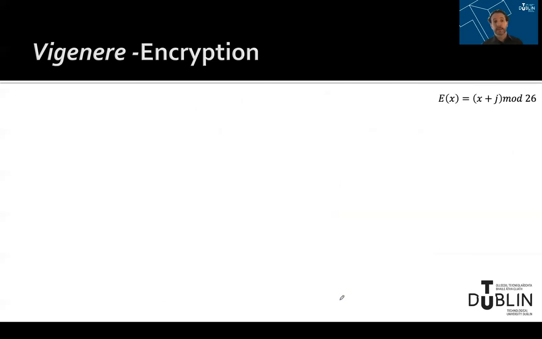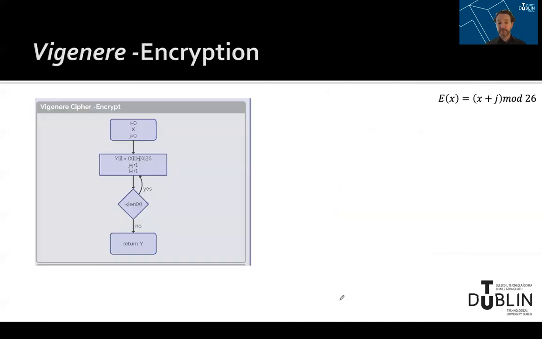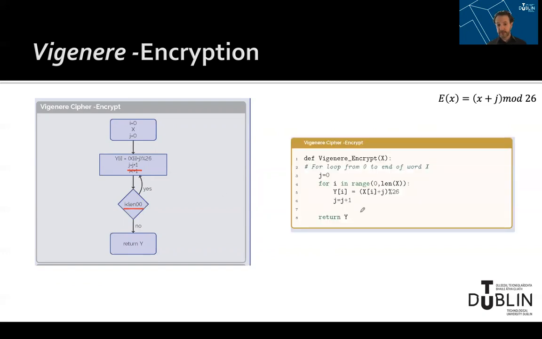Now, the algorithm is very straightforward. It's just a loop where you count up J. J goes round and round, as long as the length of the word. So here's our Vigenere cipher, and we have J, and that's the for loop for the pseudocode. So we have our flow chart and our pseudocode of the cipher, and a bit of maths.